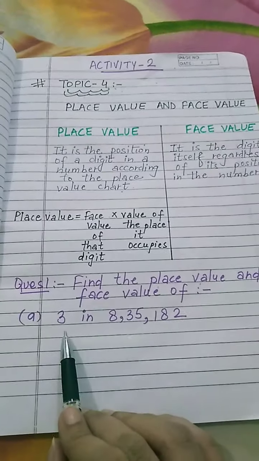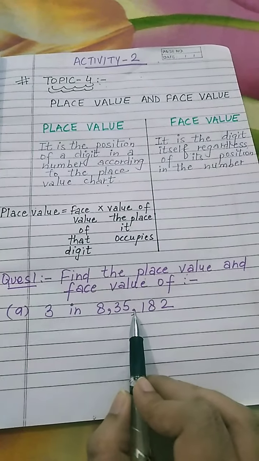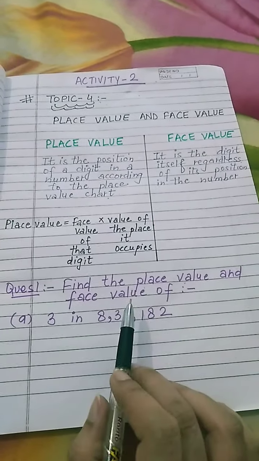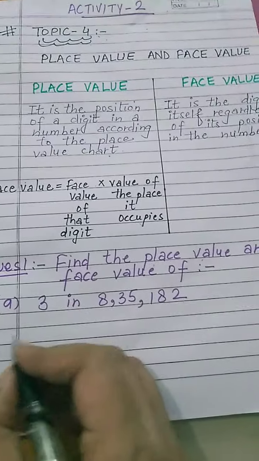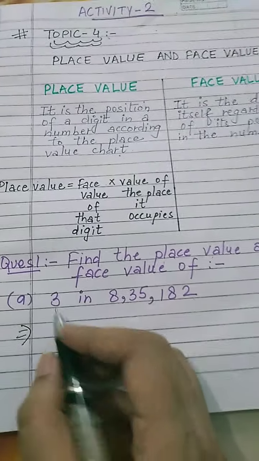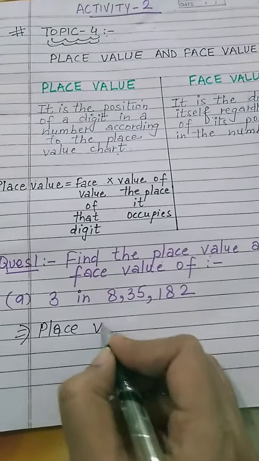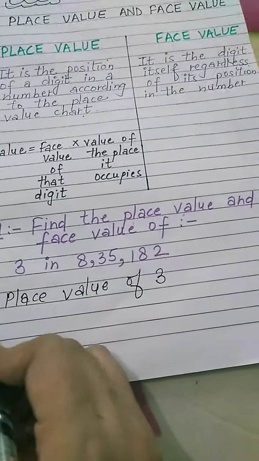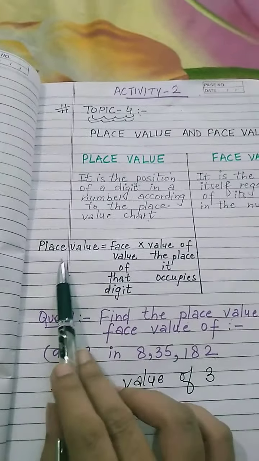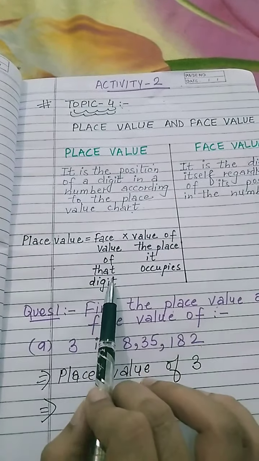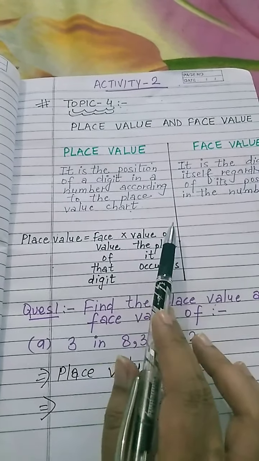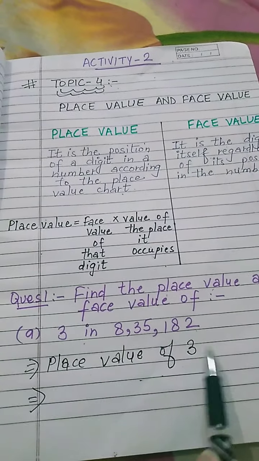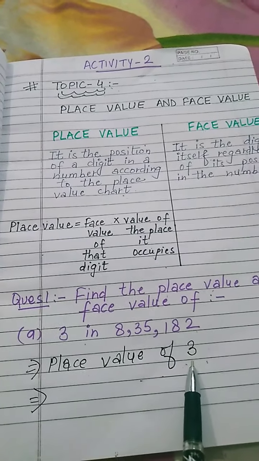face value of 3 in 8,35,182. Now how can we calculate the place value and face value? Let's start. First of all, I'm calculating place value. Place value of 3. As you can see, the formula of place value is face value of that digit multiplied by the value of the place it occupies. So for the place value of 3, first of all we will write down the face value of 3.